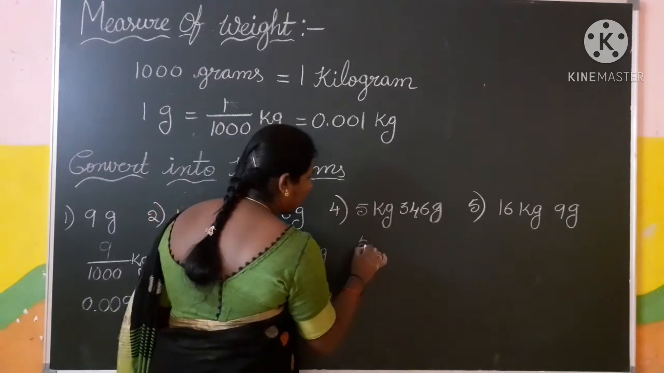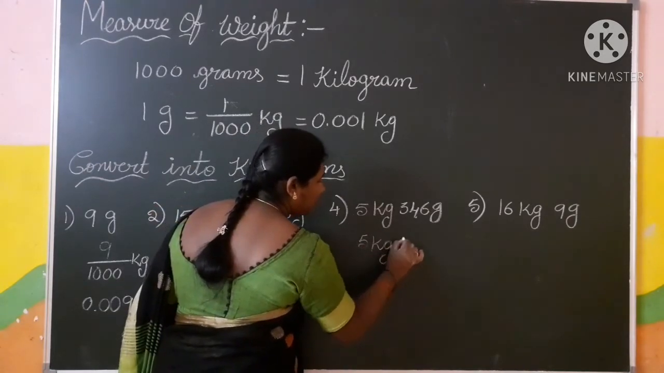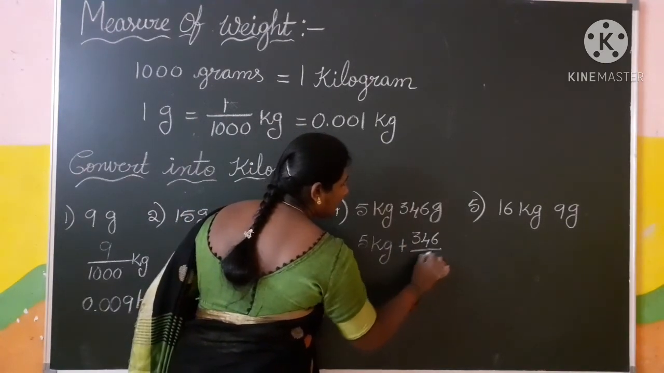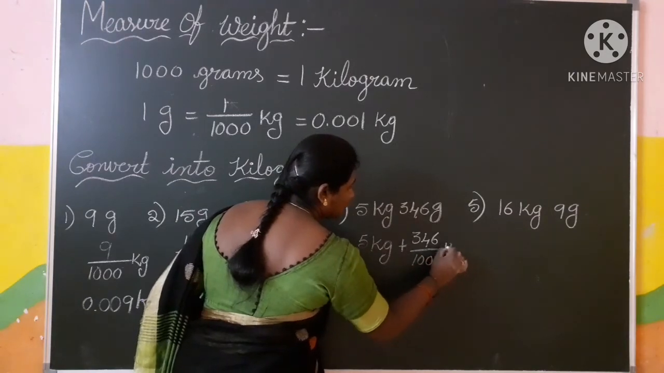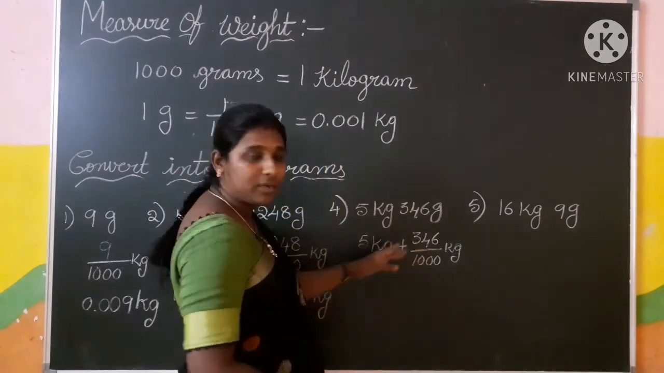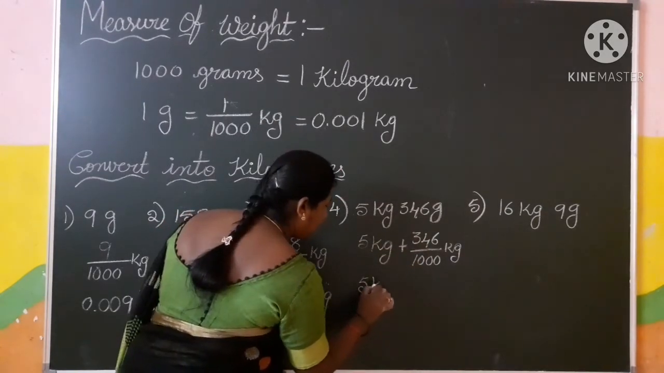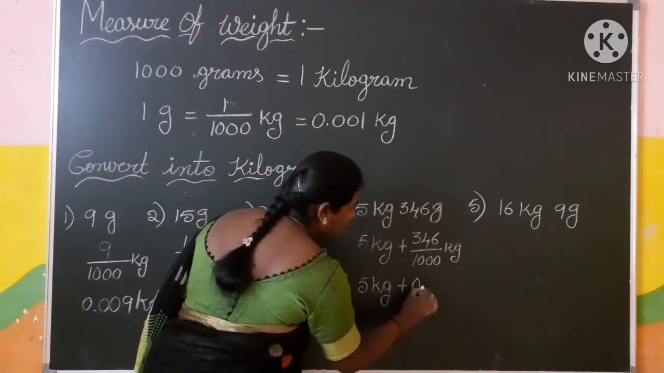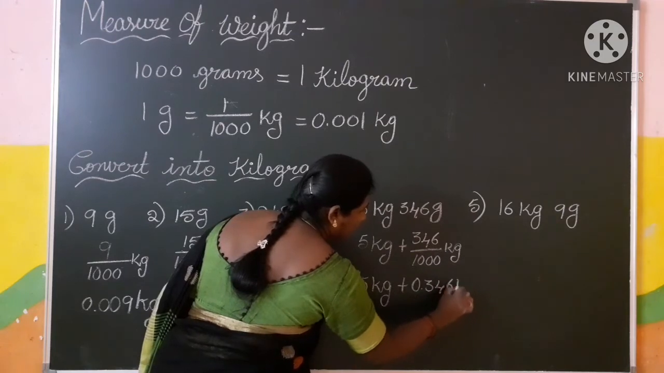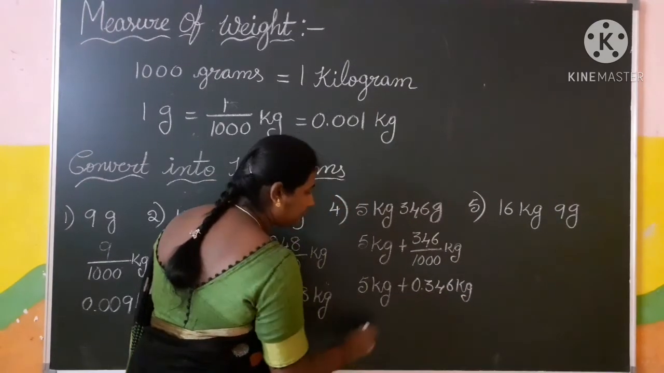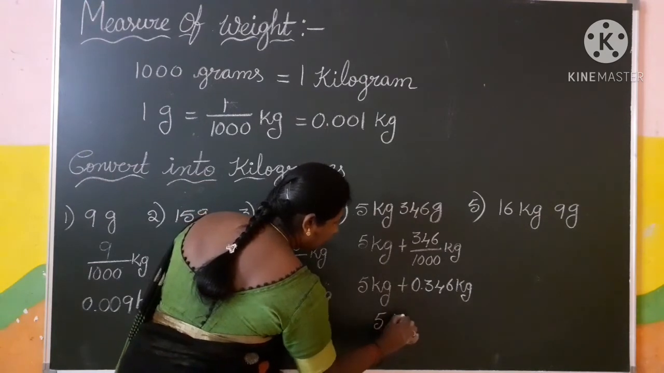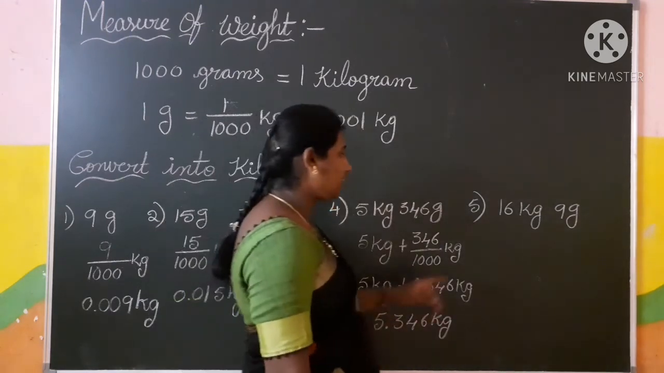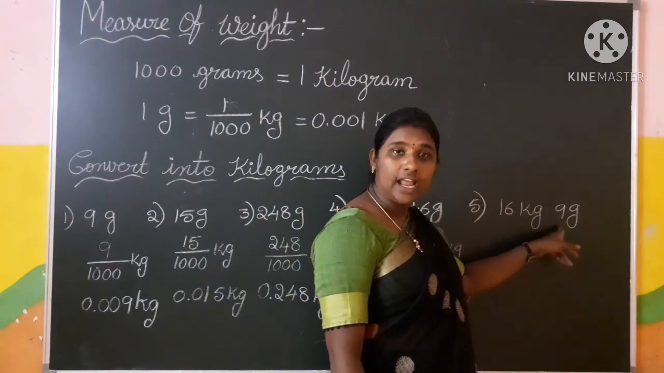Next 5 kg 346 grams. So 5 kg plus 346 grams. How should we write? 346 by 1000 kg. So here the denominator has 3 zeros, so 3 numbers before the point. 5 kg plus 346 by 1000, 3 numbers before the point, so 0.346 kg. So add these two. 5 plus 0.346 is 5.346 kg.